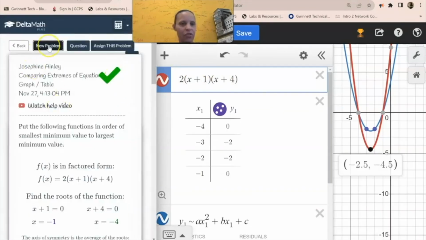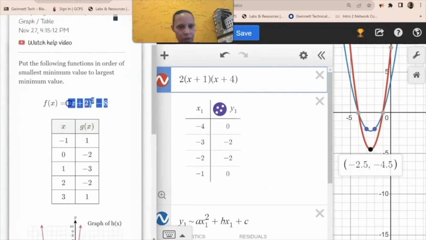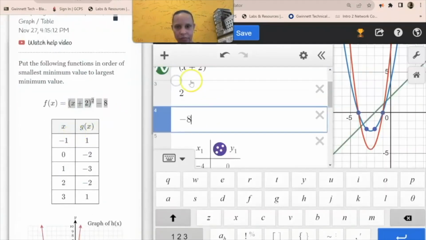All right, so again, all you got to do is put them all in and look at it. Okay, so let's do a new one. All right, so boom, copy, paste.